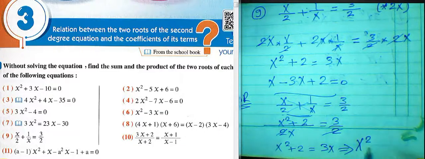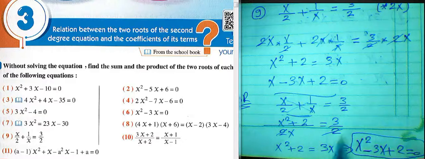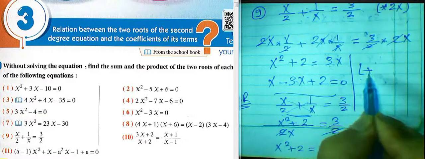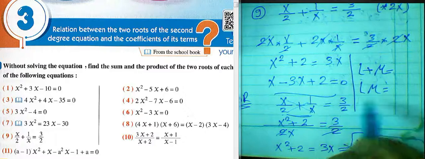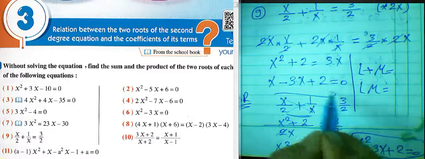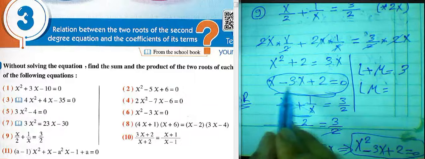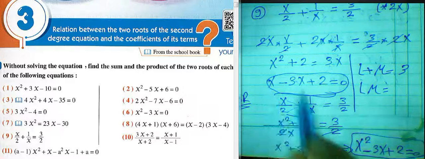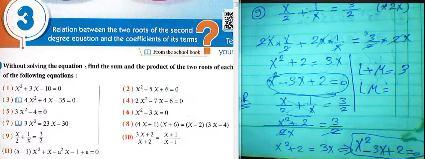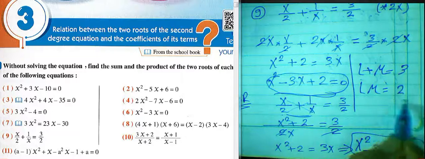X power 2 subtract 3x plus 2 equal 0. This is the equation, and we can find the sum between two roots L plus M and L multiply M, the product and the sum. Okay, about this equation, the sum equal 3, negative 3 multiply negative, convert to positive, over 1, because it's x power 2. Okay, and the product is 2 over 1 equal 2.